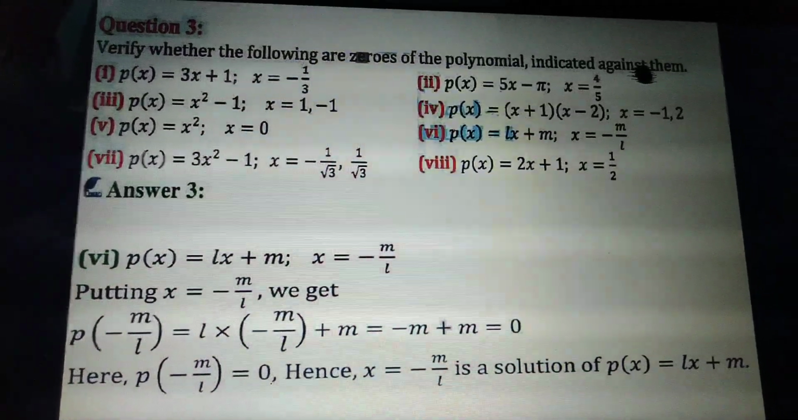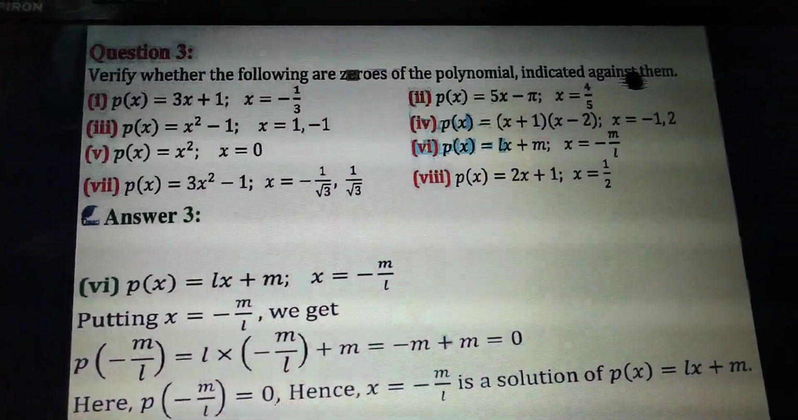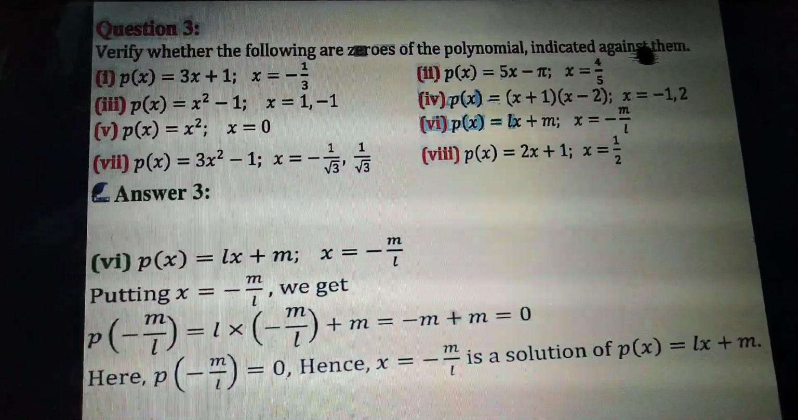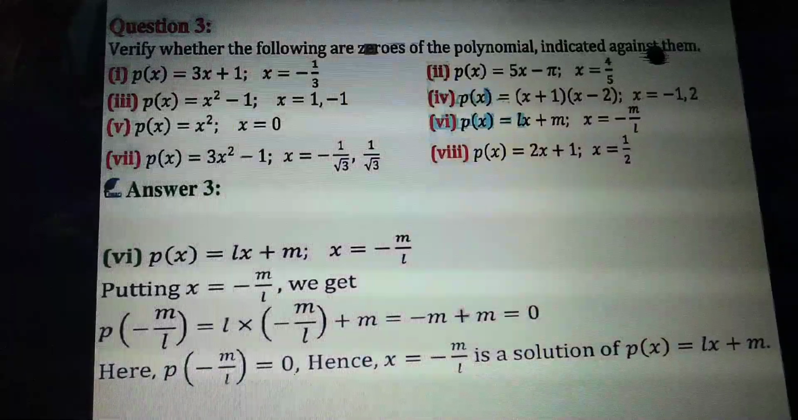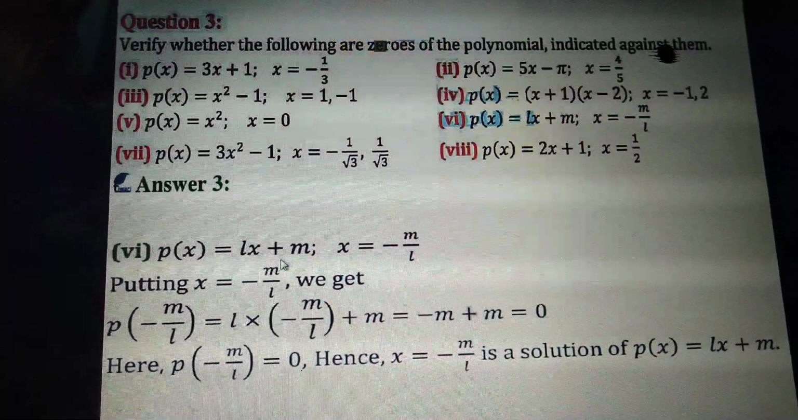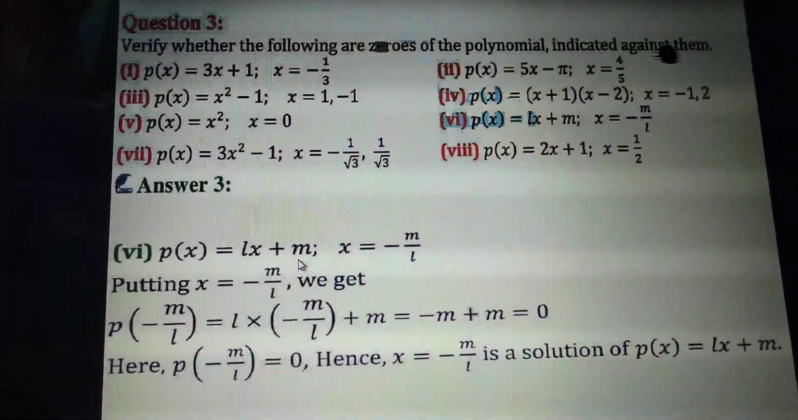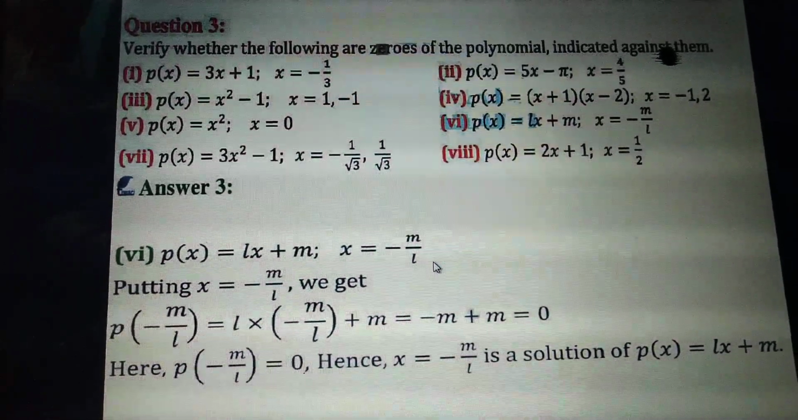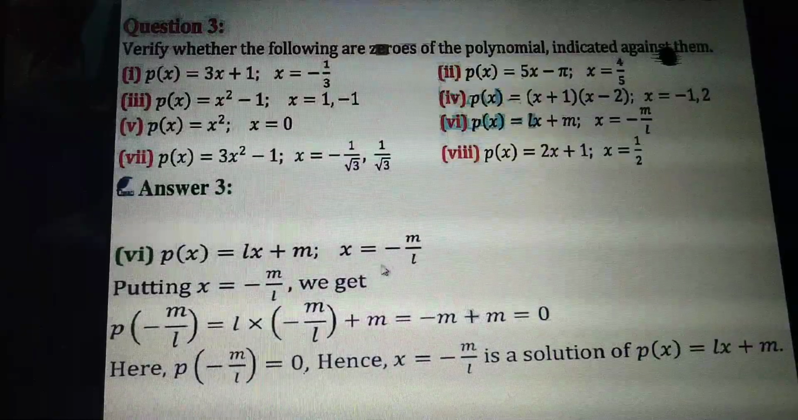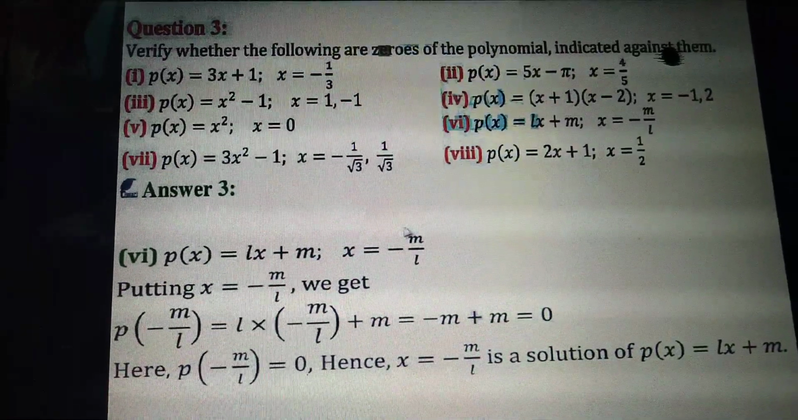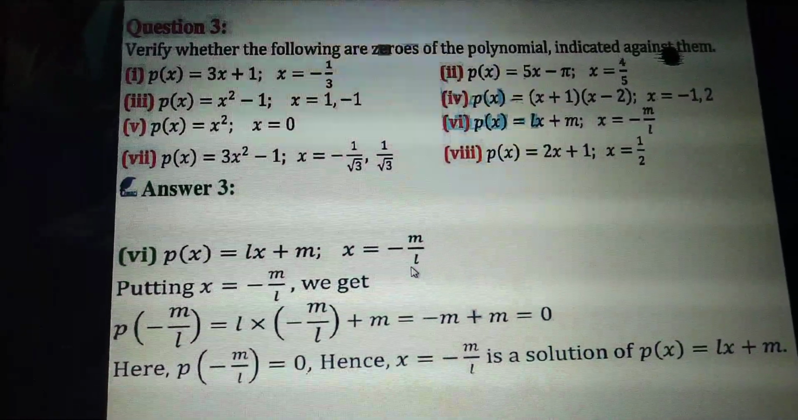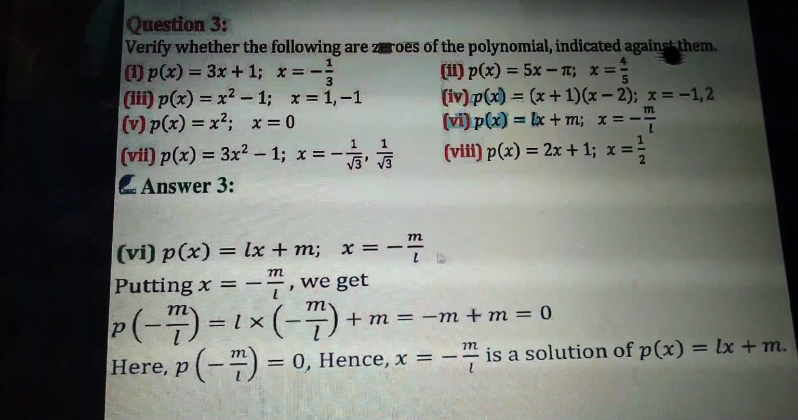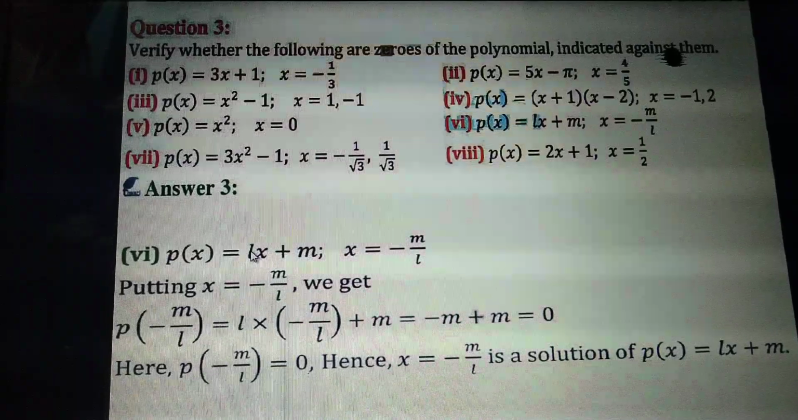Now I am going to explain 6th and 7th sum. Do the remaining sums as homework. See the 6th sum. P of x equal to Lx plus m, where x equal to minus m by L. Now what we want to do? So substitute the x value in this polynomial, that is minus m by L. You have to substitute in this and check the answer.